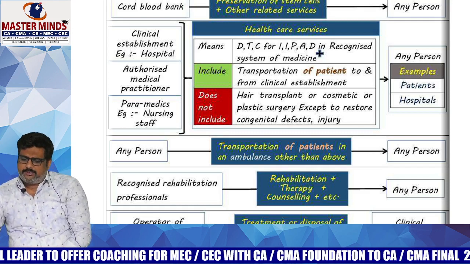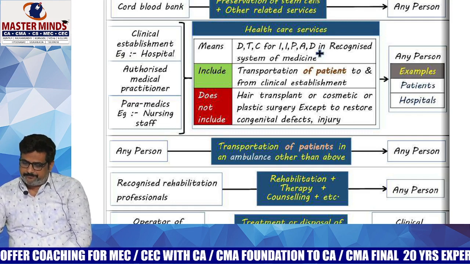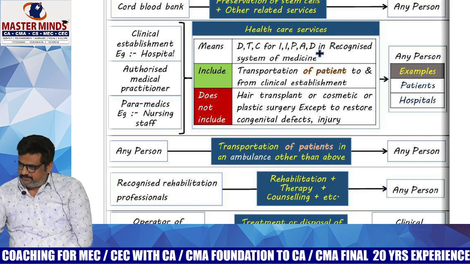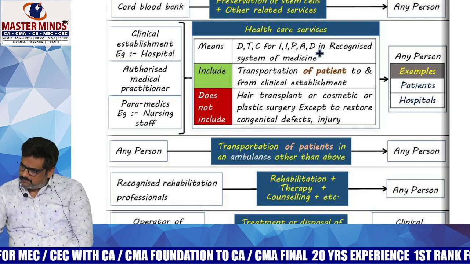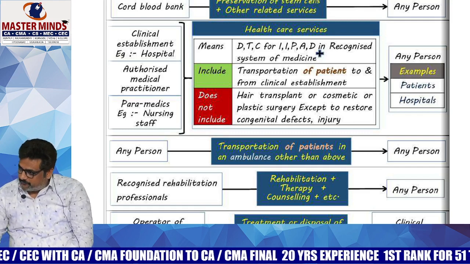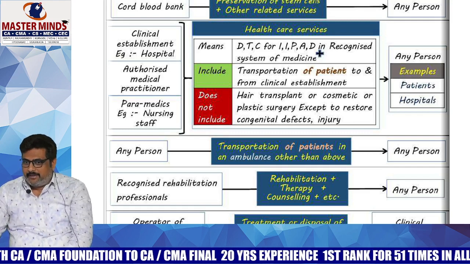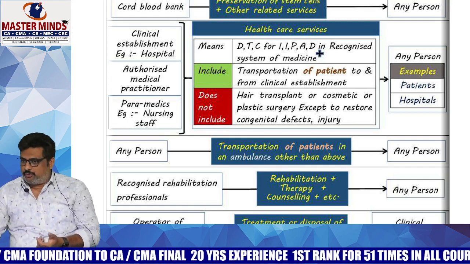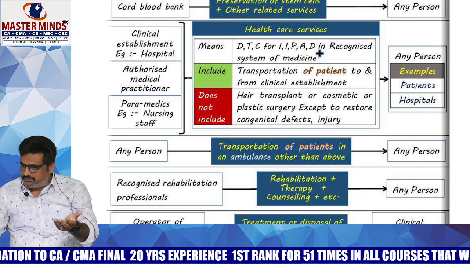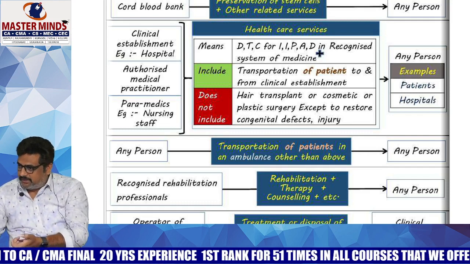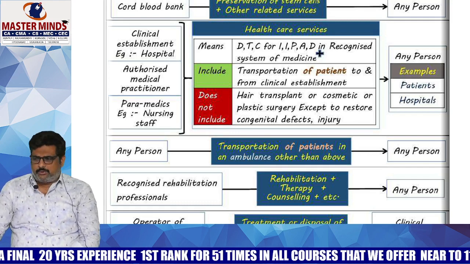So what about the ambulance services, ma? Are they exempted or taxable? Ambulance services include air ambulance also. Air ambulance means helicopters. In Hyderabad, there are two, ma. Air ambulances will be used where time is so precious. For example, when body parts need to be changed, it should be done within hours. In that case, they will use the air ambulance. So air ambulance is also exempted.